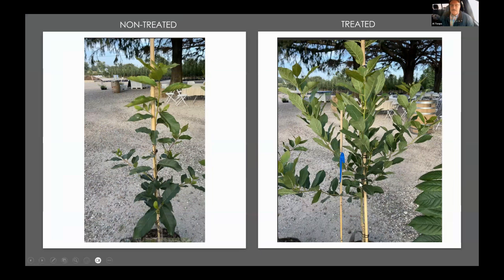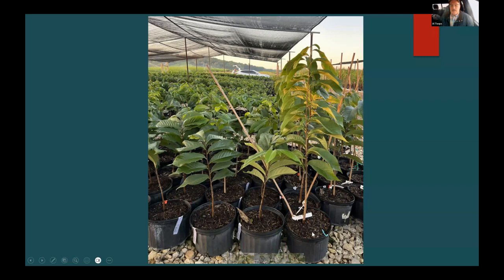This is a black gum that was done the same way, non-treated, treated. This is pawpaw. We grow pawpaws in Oklahoma and the southeast, and the difference between just the inoculant of that plant versus the ones that aren't is phenomenal. Fertility doesn't do that by itself. This is a functional thing.